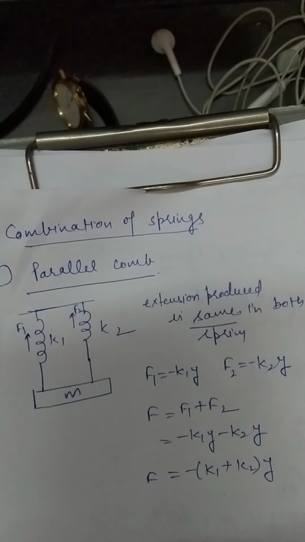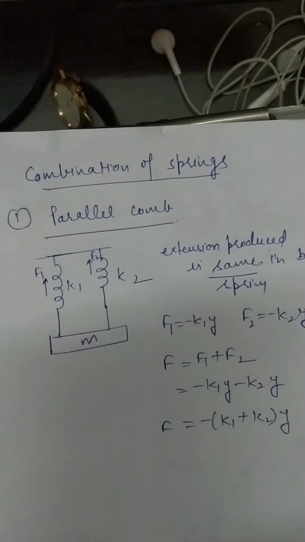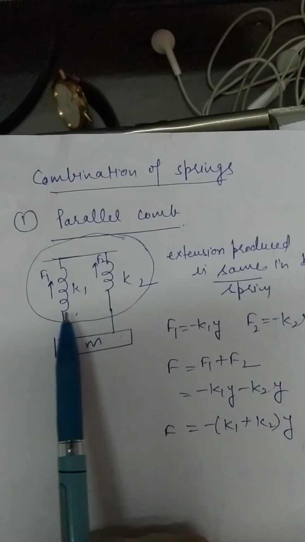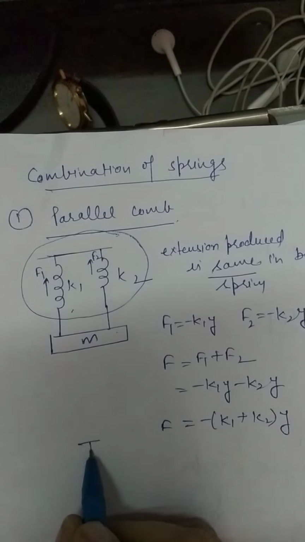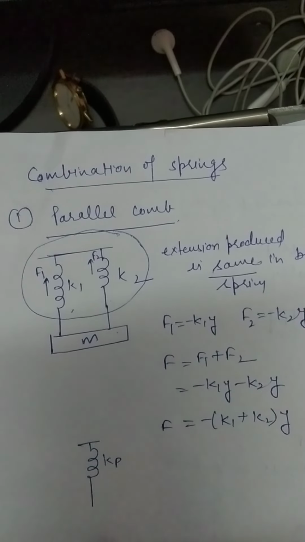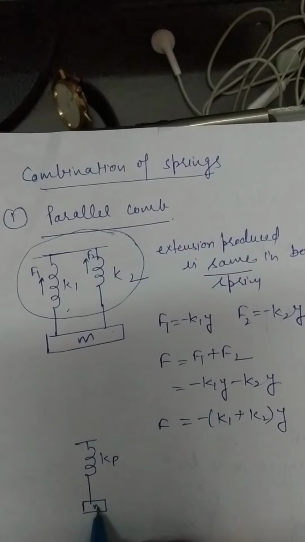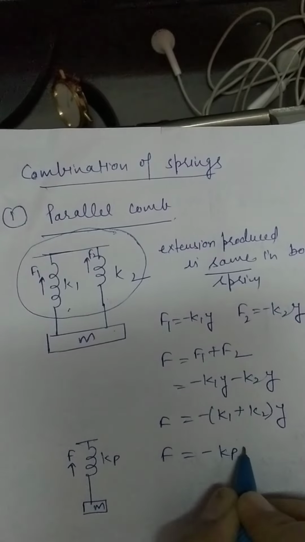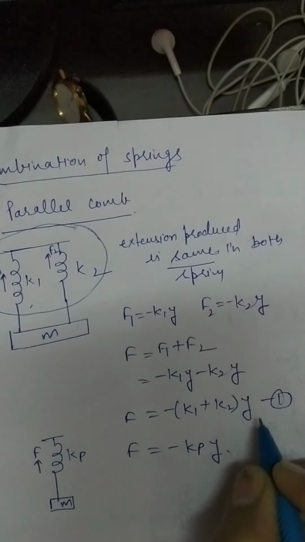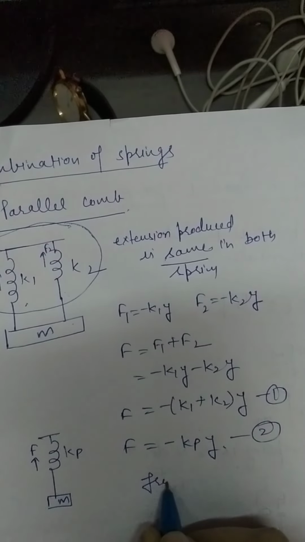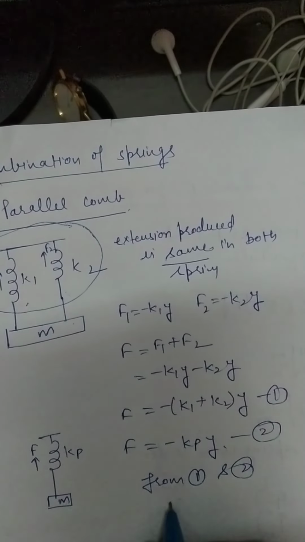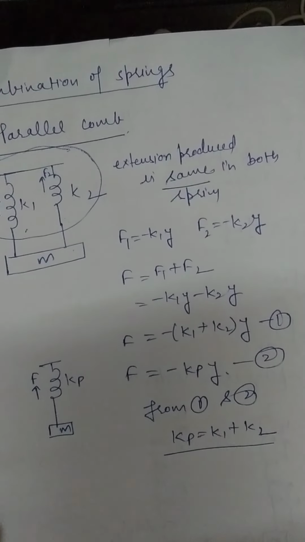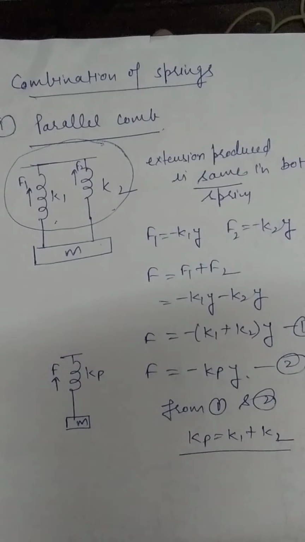Now because we want to find the effective spring constant, if you replace these two springs by a single spring whose spring constant is Kp and which produces the same effect as is produced by these two, then F is equal to minus Kp into Y. You can compare it, this is 1, this is 2. From 1 and 2 you can say Kp is equal to K1 plus K2. In parallel combination, the spring constant becomes the sum of the spring constants of the individual springs, right?